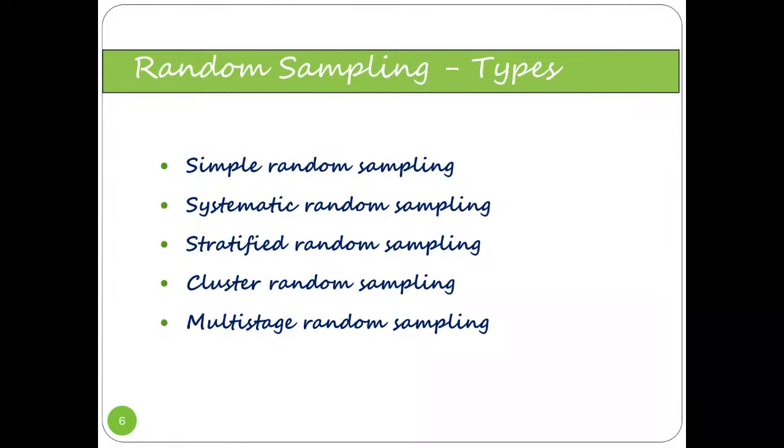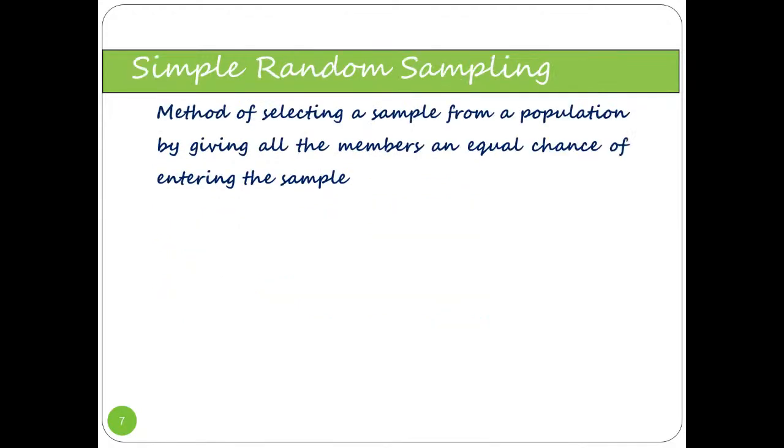For example, when you go to systematic, you will include simple random sampling and only then can you do systematic. Again, when you go to stratified, it is the same: simple and systematic will be included in stratified. So if your base is good, then all the remaining methods are like an inclusion of the previous one. Okay. Coming to simple random sampling. Simple random sampling is a method of selecting a sample from a population by giving all the members an equal chance of entering the sample.